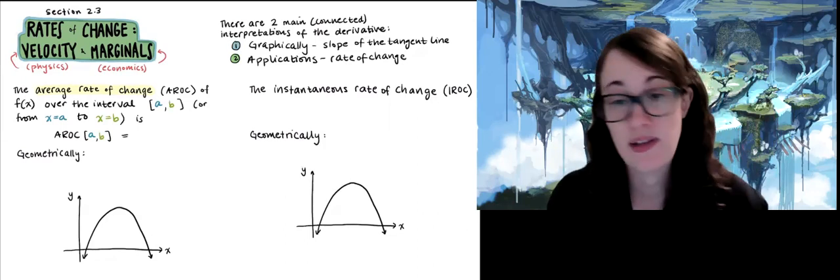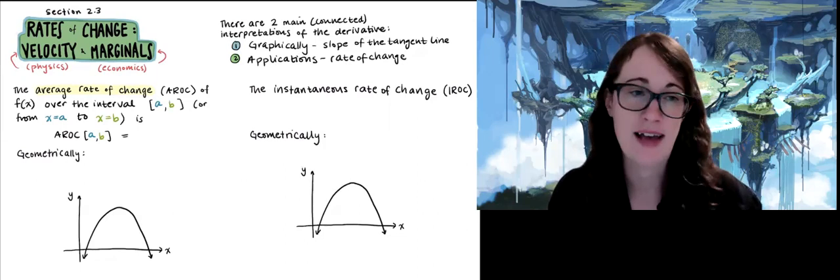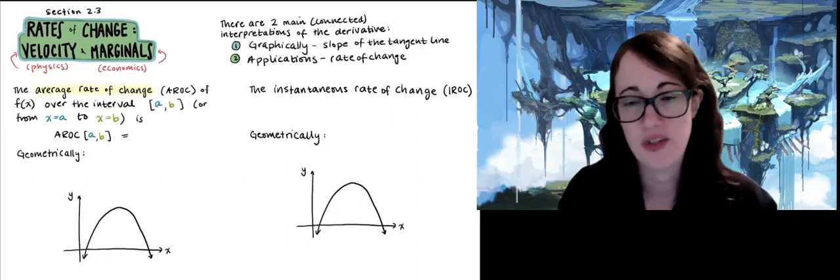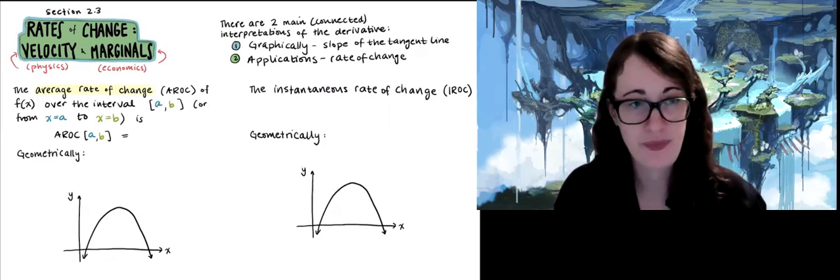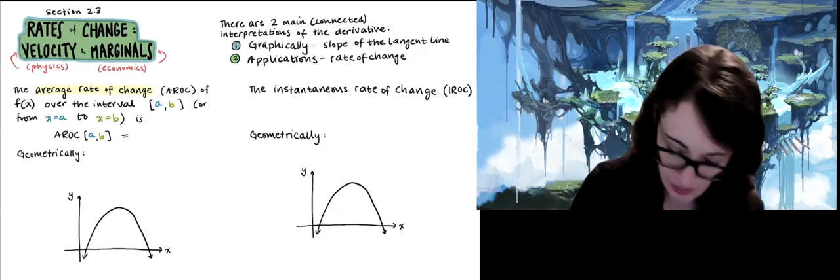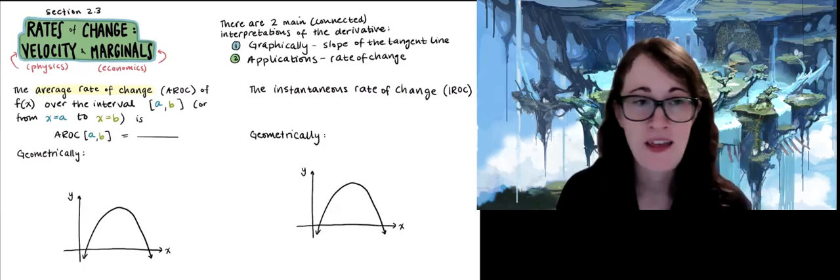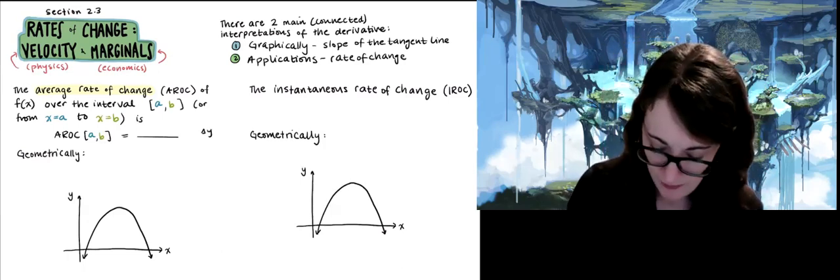Well, again, no derivatives here. This is just the slope of a secant line, the change from one point to another on a curve. So it's just the change in y over the change in x. So we have a fraction here. The change in y over change in x is really what this is.